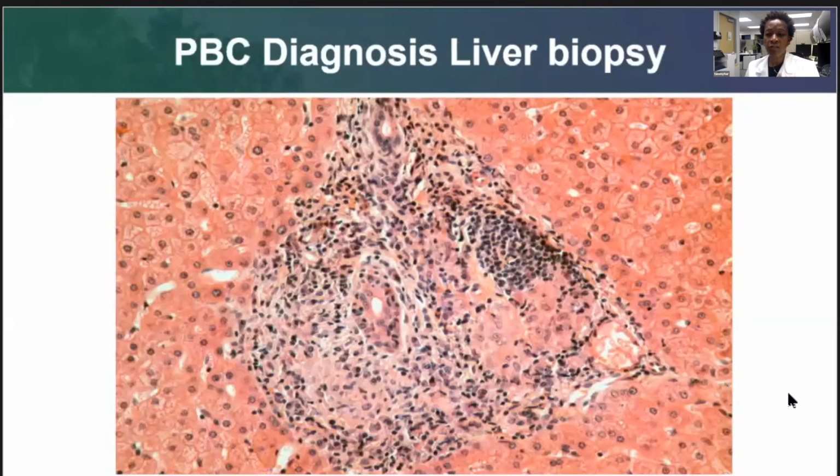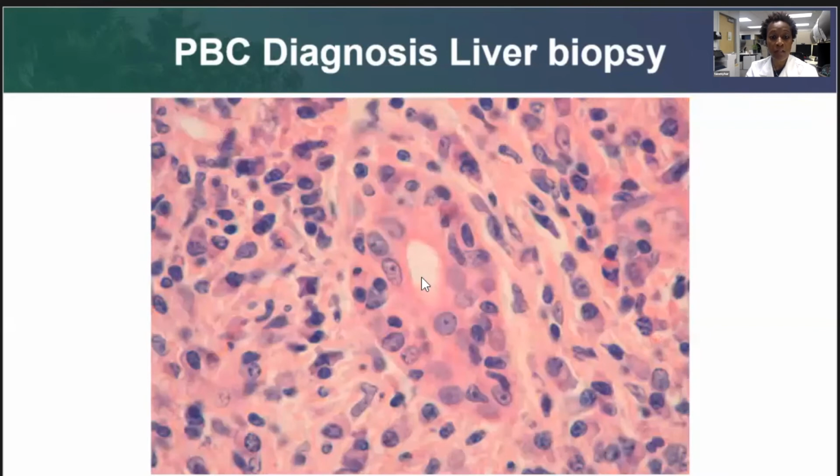Here's one. You also find this large portal. It's called a portal granuloma. Here's my bile duct. You can see this lymphocytic inflammation all around my poor little bile duct. And if you see this with an elevated AMA, you pretty much have your diagnosis of PBC. Once again, here's my bile duct. You can see the lymphocytes attacking the bile duct and trying to infiltrate that bile duct. Okay, you can also possibly see plasma cells as well.